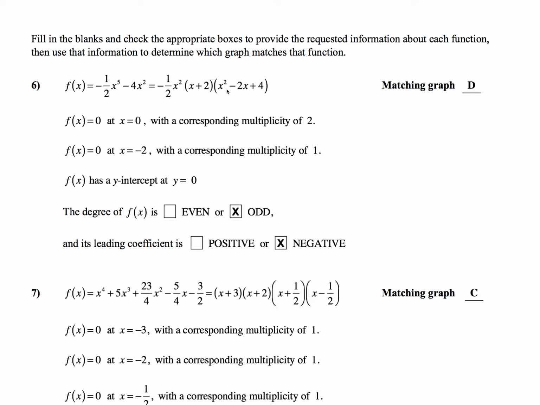And then if you set this trinomial equal to 0 and try to solve it, you'll get complex values, and we cannot plot complex numbers in the real plane. So we have a 0 at 0 and a 0 at negative 2. There's a y-intercept at y equals 0, because when you put x into this function, that makes both of these terms 0, which gives us a function value or a y value of 0.